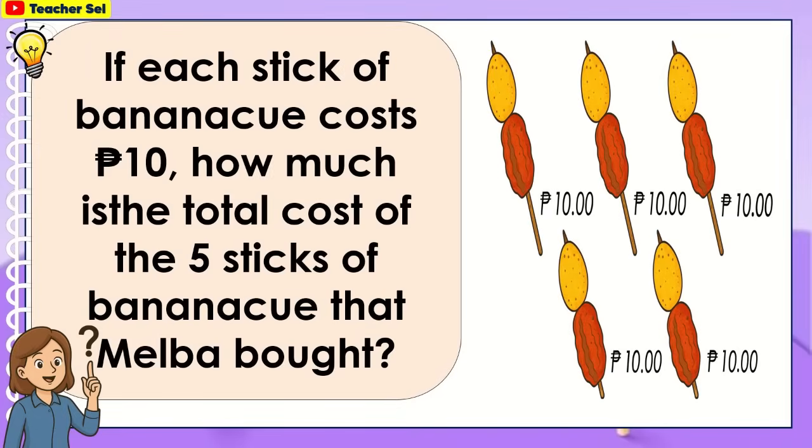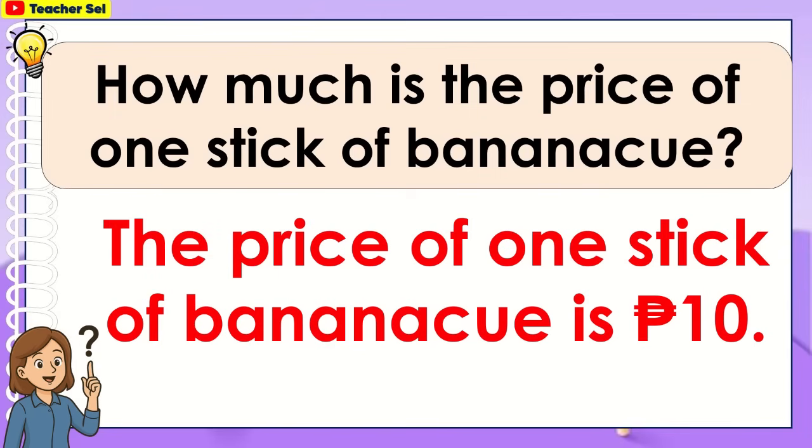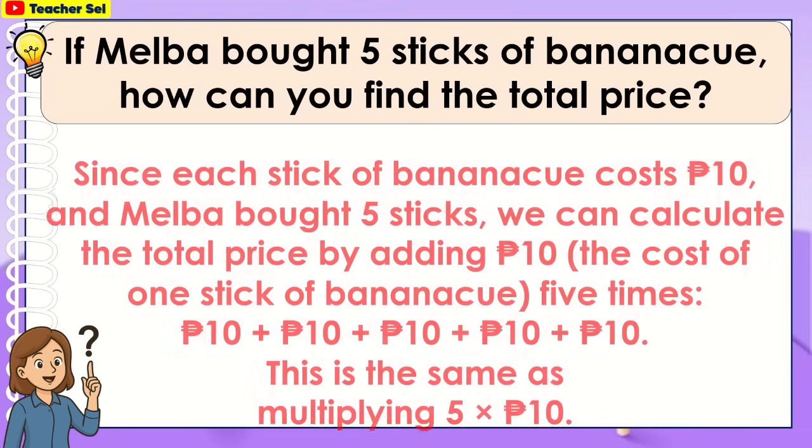If each stick of banana Q costs 10 pesos, how much is the total cost of the 5 sticks of banana Q that Melba bought? How much is the price of 1 stick of banana Q? The price of 1 stick of banana Q is 10 pesos. If Melba bought 5 sticks of banana Q, how can you find the total price?